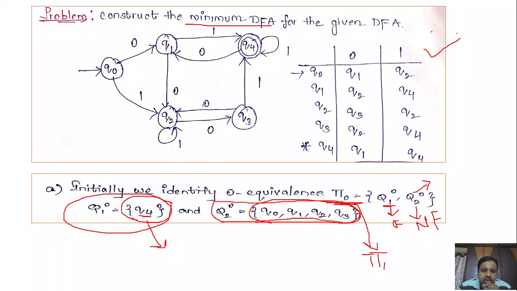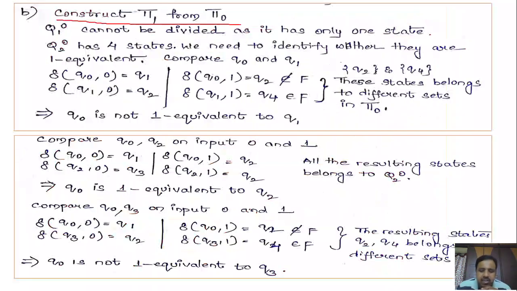Since q1 power 0 has only one state, we cannot compare it with the others, so the set remains the same. We cannot compare with other states because this set has a single state. So this set will remain as it is. Here you could see q1 power 0 cannot be divided as it has only one state.